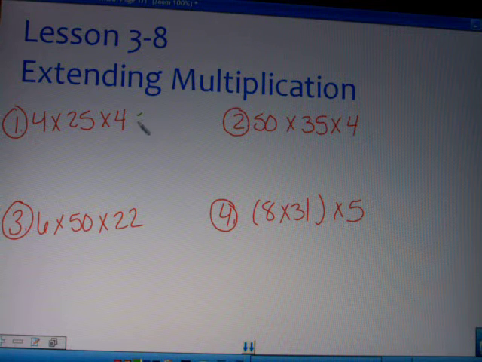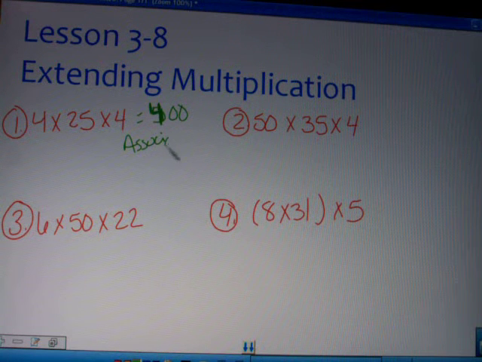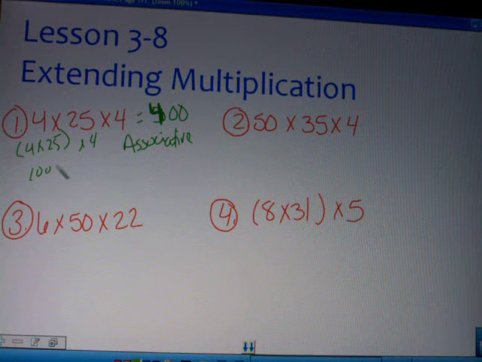So the first product, the answer is 500. And the first property I'm going to use is the associative property. I'm going to multiply 4... Oops, it helps if I write the problem correctly. The product I have written here is actually 400. Sorry, not 500. I wrote this problem wrong. But I'm still going to multiply 4 times 25 first, and I'm going to use the associative property to do that. It gives me 100 times 4, and it gives me 400.